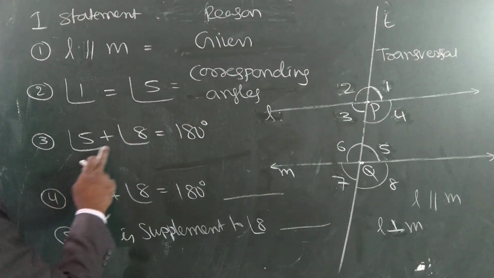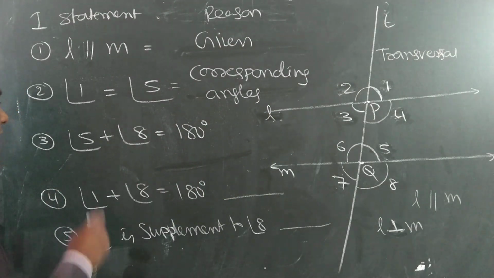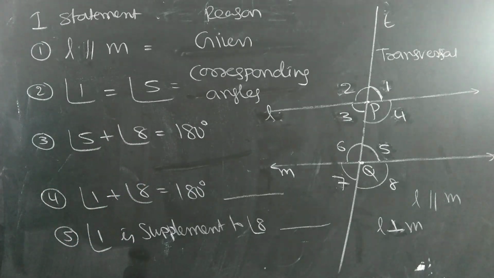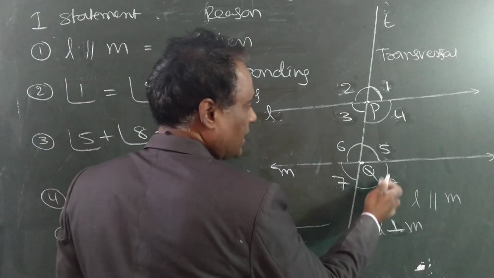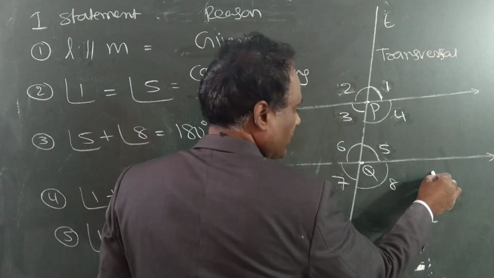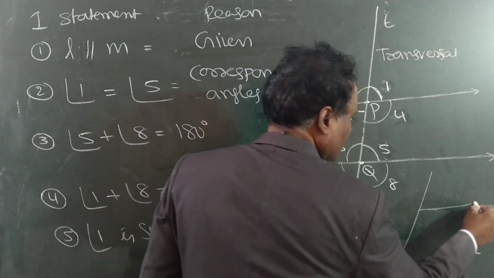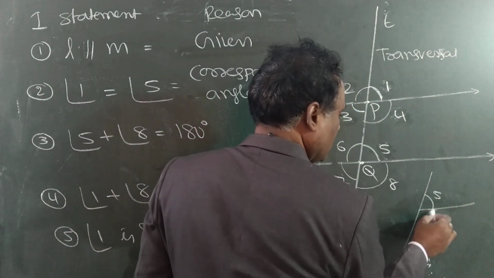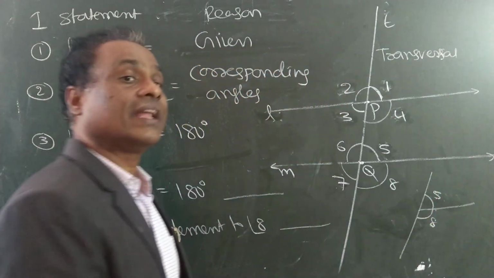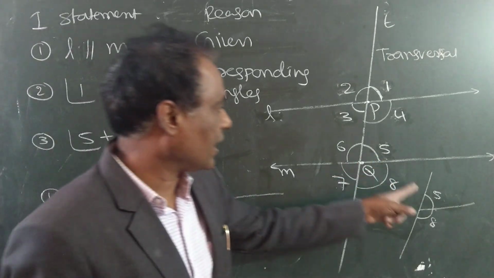Third one. Angle 5 plus angle 8 is equal to 180. What is the reason? What is the reason 5 plus 8 is 180? See here. 5 plus 8 is 180. Students, I will explain. See here. I will draw a separate line, separate figure. This is 5. This is 8. 5 plus 8 is equal to 180. It is given.